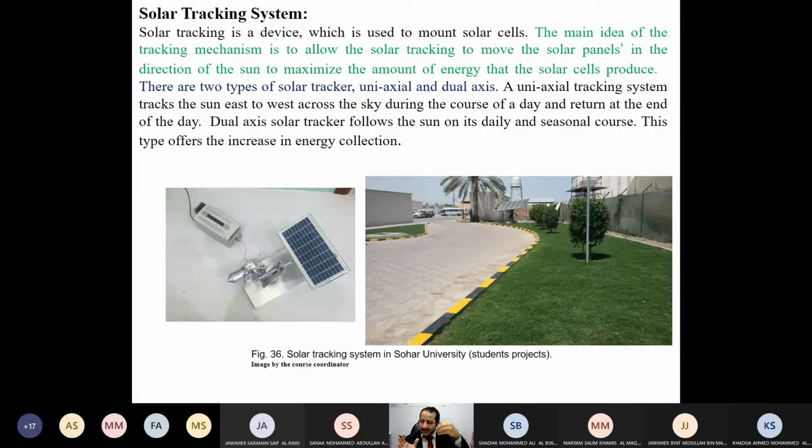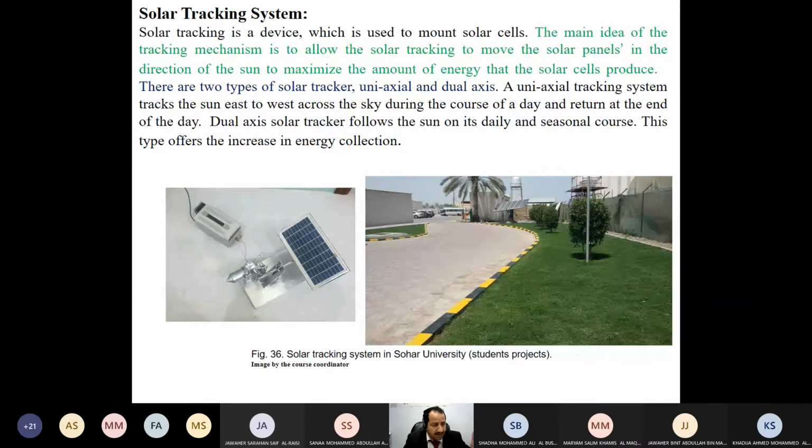It will always be direct, the relationship is a direct vertical line with respect to the sun. So it captures, let me say, around double what it captures in a stationary system, or let me say a horizontal system.